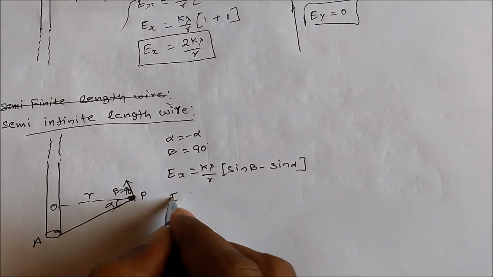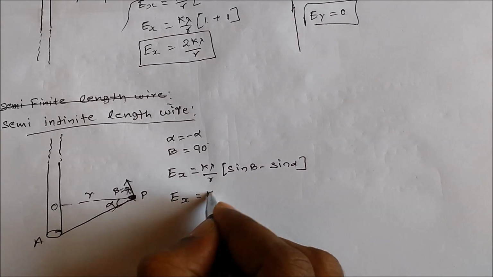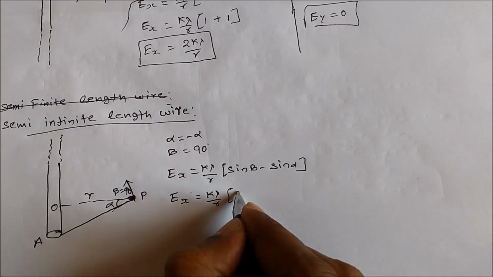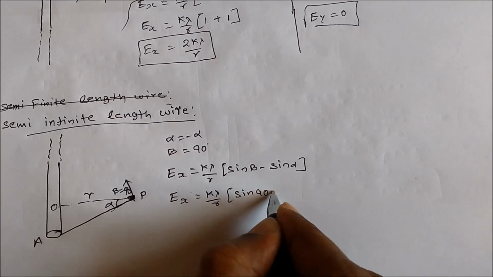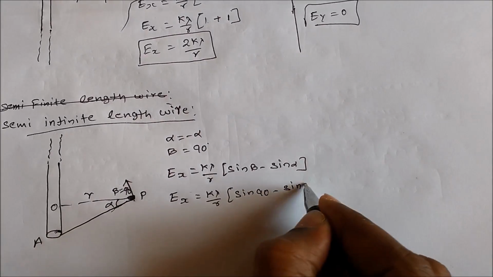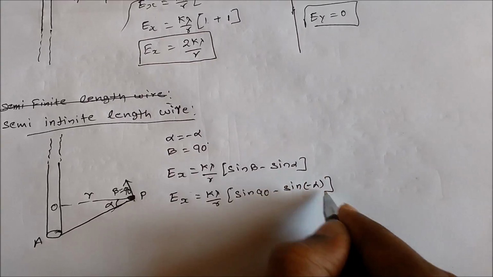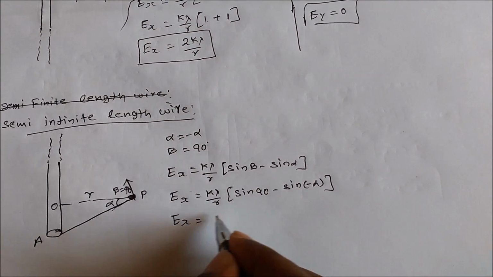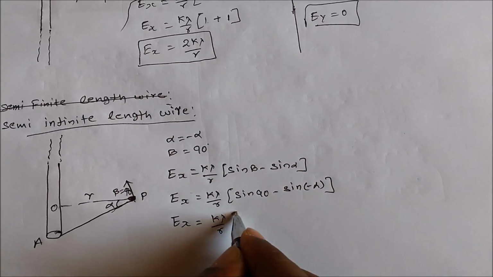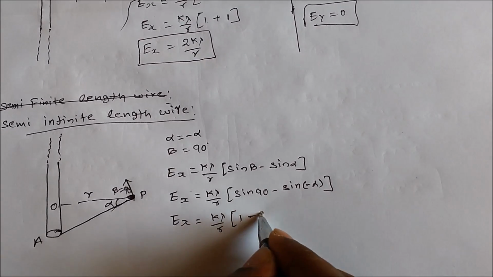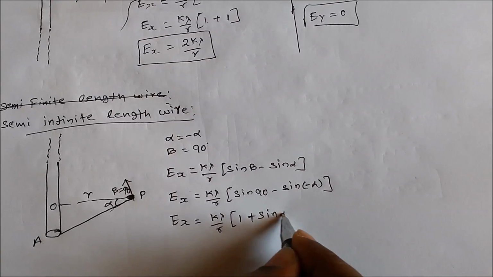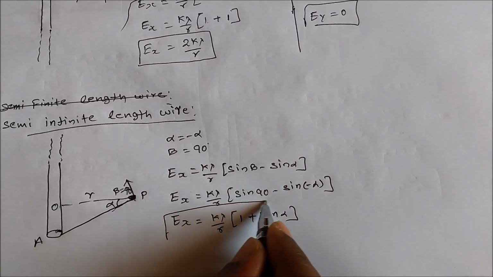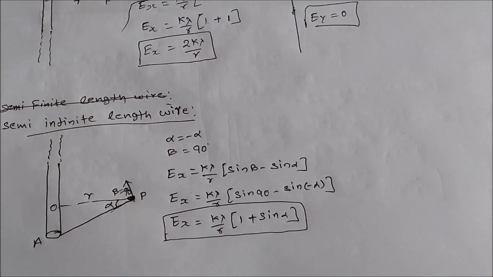Substitute that equation in this, then Ex is equal to k lambda by r (sin beta minus sin of minus alpha). Why? Because alpha is in a downward direction. So Ex is equal to k lambda by r (sin 90 is 1, minus of minus, plus sin alpha). This is the x component.